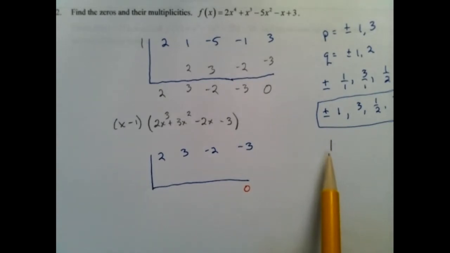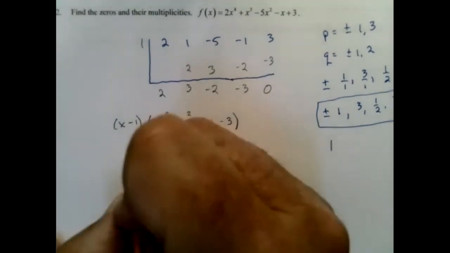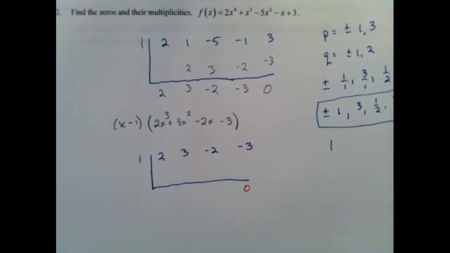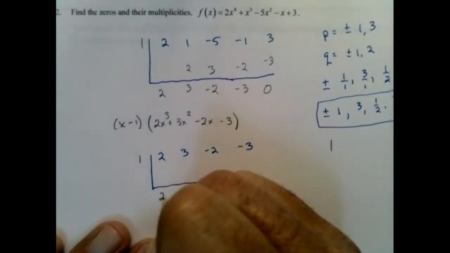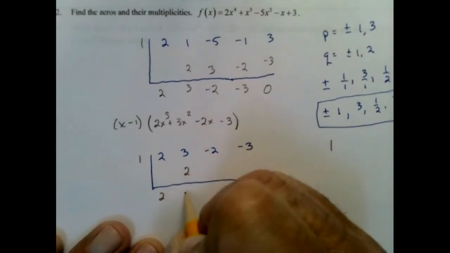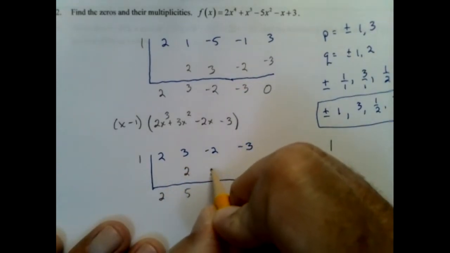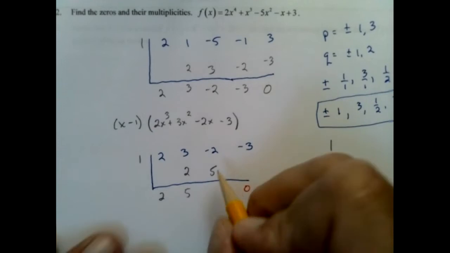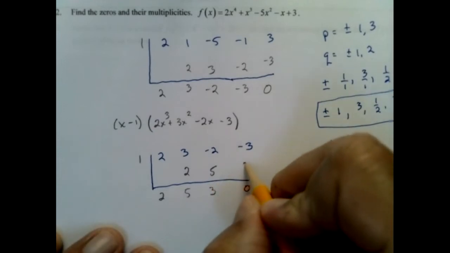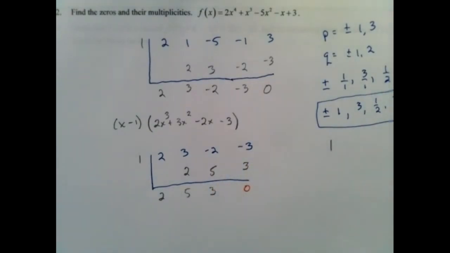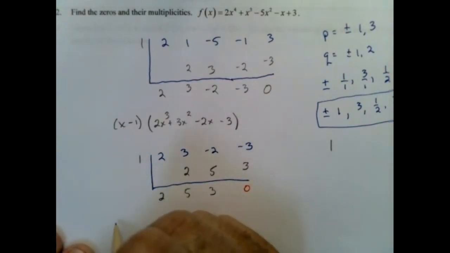Is it possible 1 would work again? Nina, shake your head up and down because you're the only one I can see. She said yes. Let's try 1 again. 2, 2, 5, 5, because I'm just multiplying by 1. 3, 3. Yes. So now I have my first x minus 1.